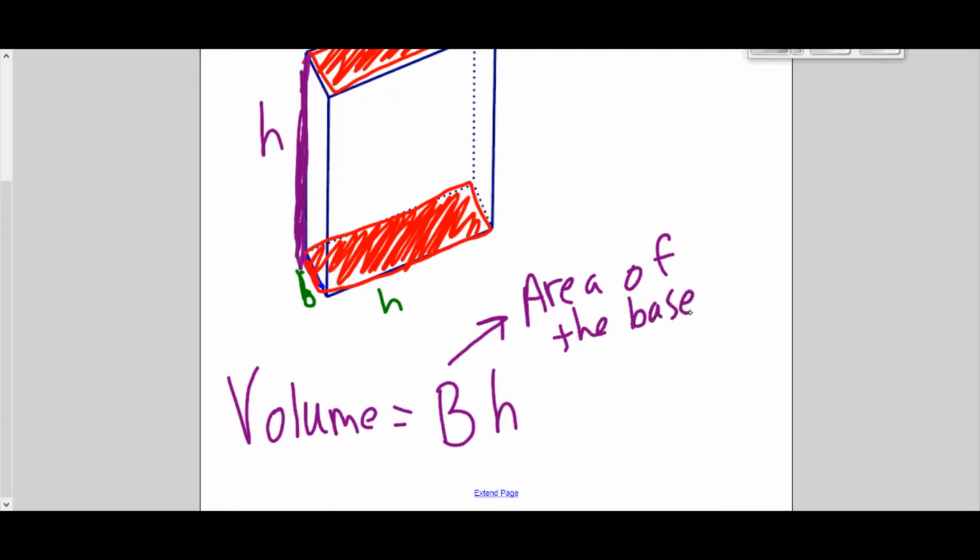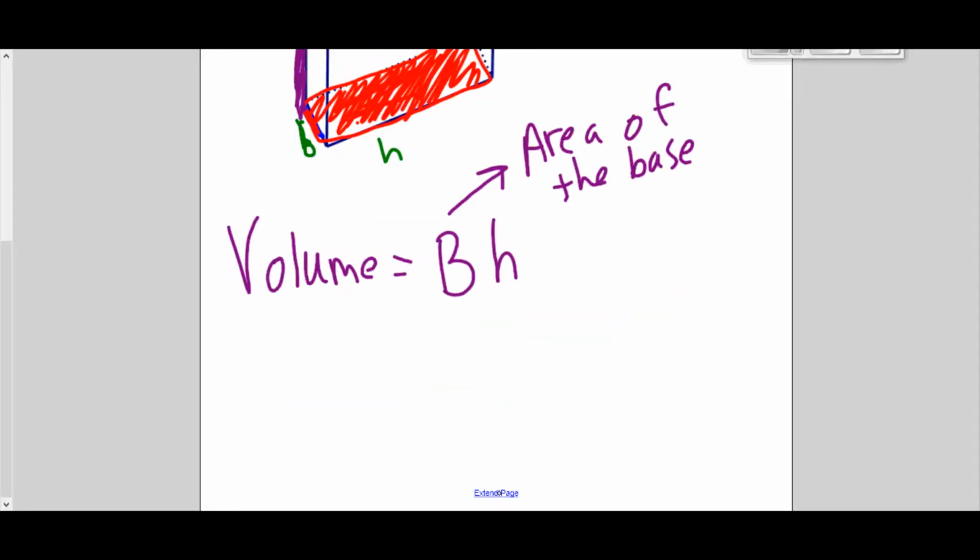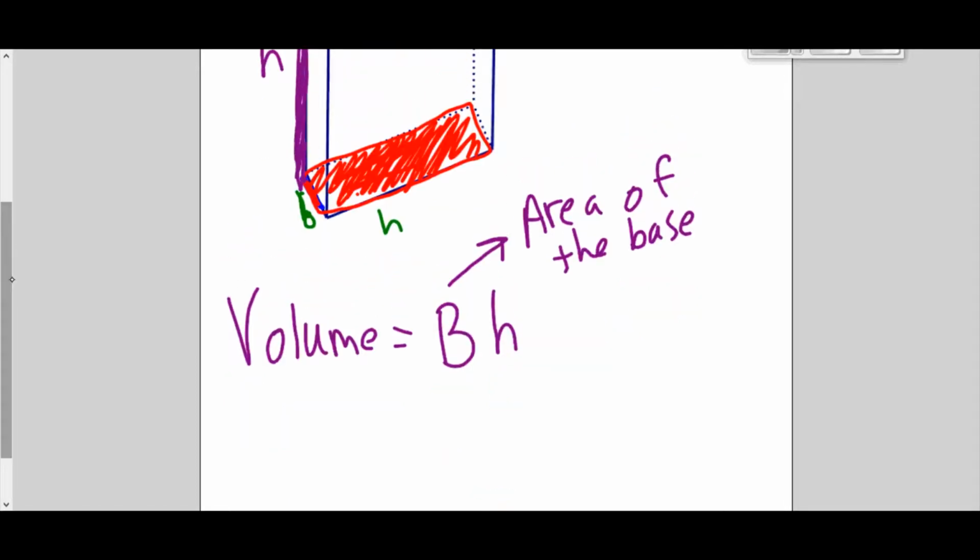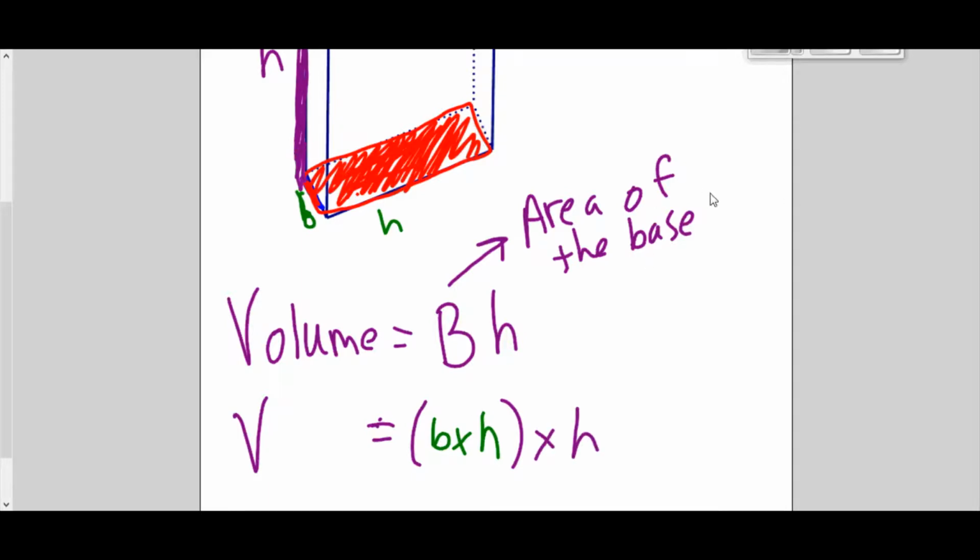And then the H is the distance between the two bases. So I know my base shape here is a rectangle, and we know how to find the area of a rectangle. It's base times height. So the volume, V, equals, the base shape is a rectangle, so I'm going to put base times height. And then I'm also going to multiply by the other height, so the distance between the two bases.